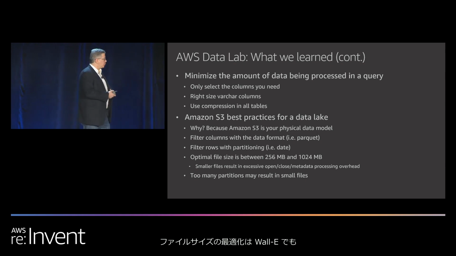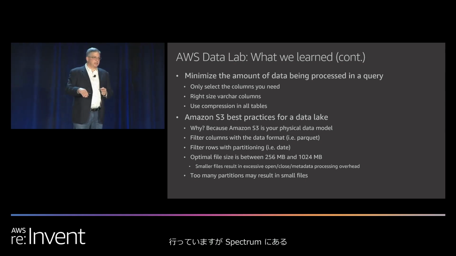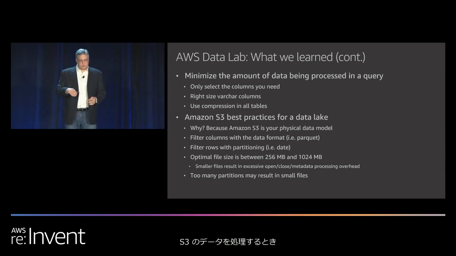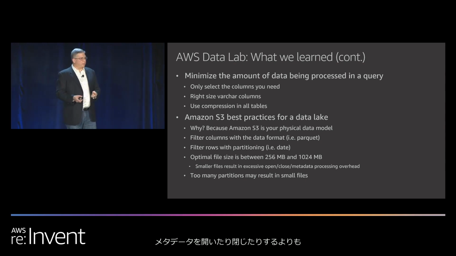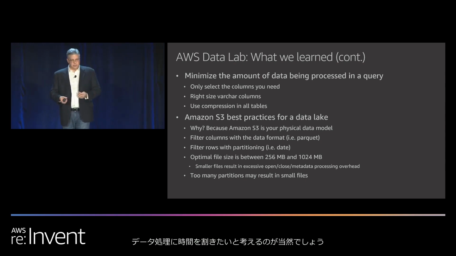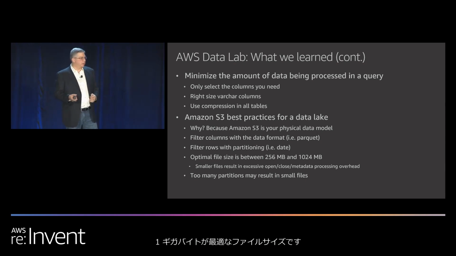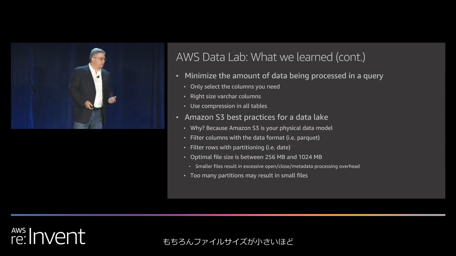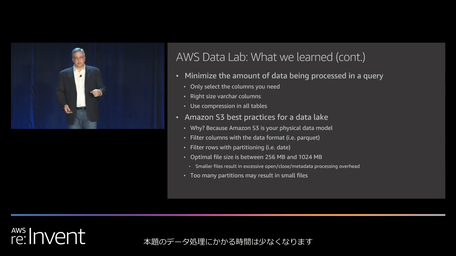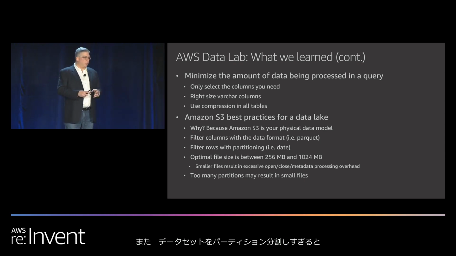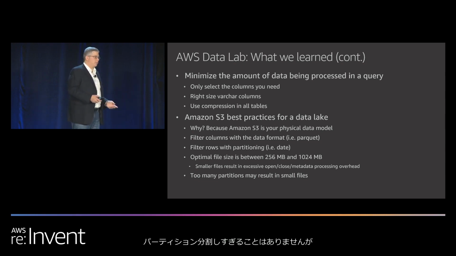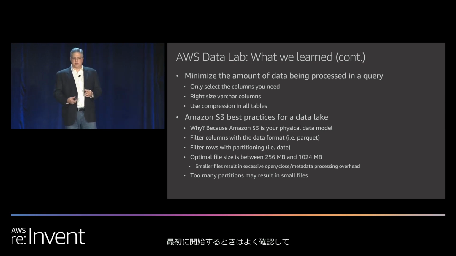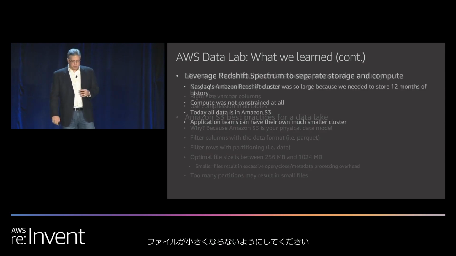Optimizing the file size, which is what Wally does. When you're processing data from S3 and Spectrum, there's open, close, and metadata processing for every object you touch. You certainly want to spend more of your time processing data than opening, closing, and metadata. So a couple of rules of thumb we had: 256 megabytes to a gigabyte is an optimal file size. With smaller files, you're going to spend more time on metadata processing and less time on actual data processing. And if you over-partition your data set, you're going to get small files. With a petabyte, you're probably not going to over-partition, but when you're first starting out, keep an eye on this to make sure you don't end up with smaller files.